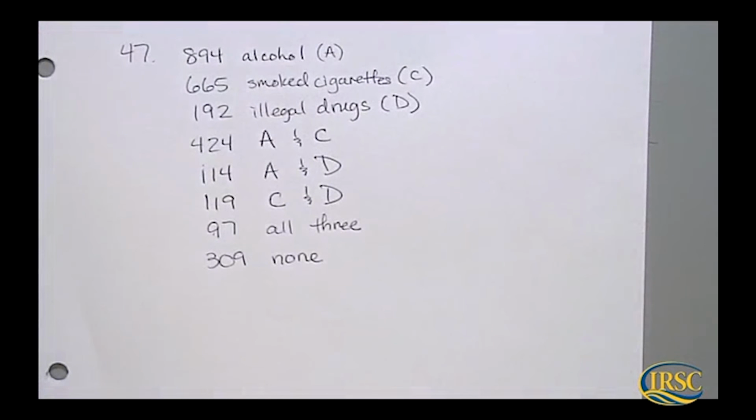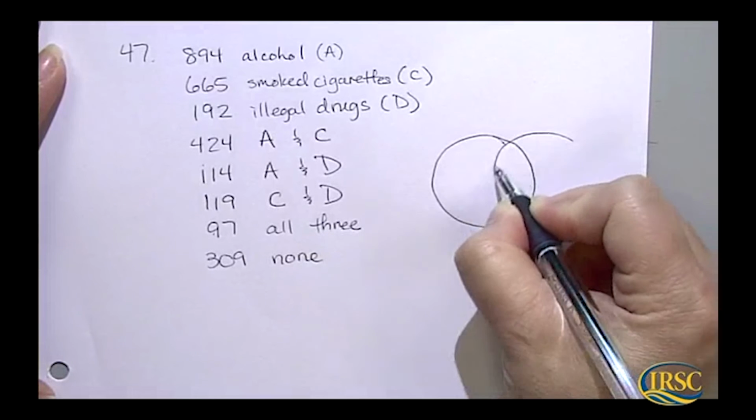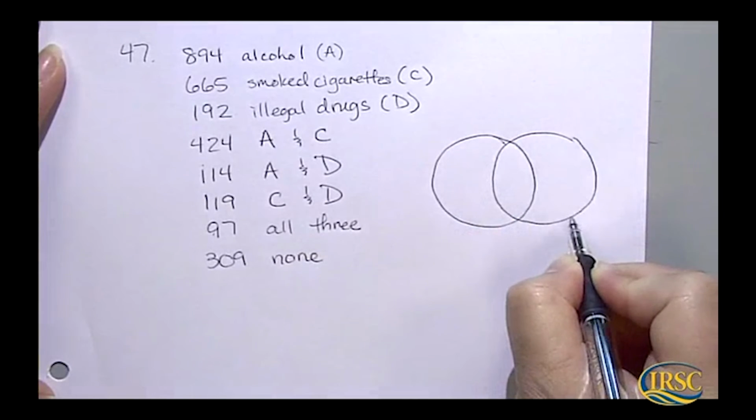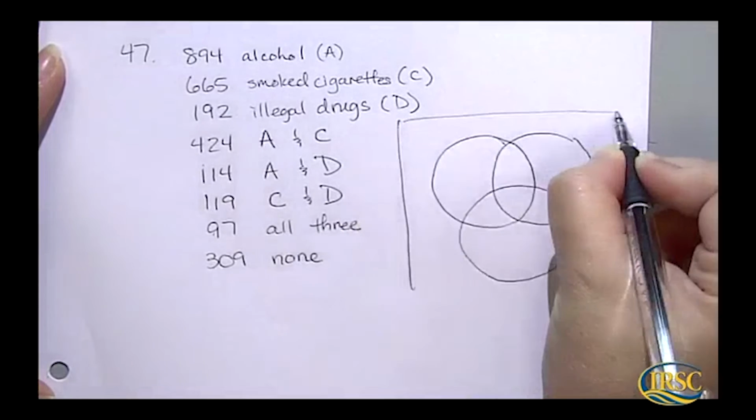Okay, I want you to notice how I've listed it from top to bottom. And I did that on purpose because now I can work my way backwards up through the material to create my Venn diagram. So how many different sets do I need in my Venn diagram? 3, because I've got alcohol, cigarettes, and drugs. 3 distinct items. So draw your 3 circles first. And then your rectangle around it.